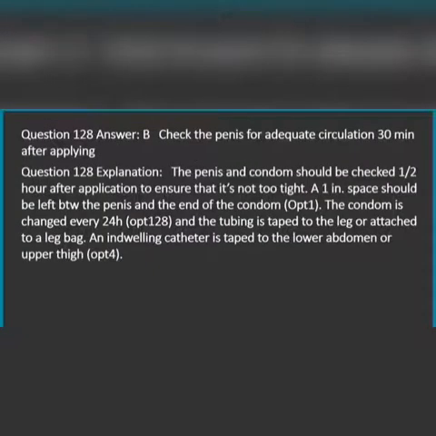Question 128. Answer: B. Check the penis for adequate circulation 30 minutes after applying. Explanation: the penis and condom should be checked half an hour after application to ensure that it's not too tight. A 1-inch space should be left between the penis and the end of the condom. Option 1: The condom is changed every 24 hours. Option 3: The tubing is taped to the leg or attached to a leg bag. An indwelling catheter is taped to the lower abdomen or upper thigh. Option 4.